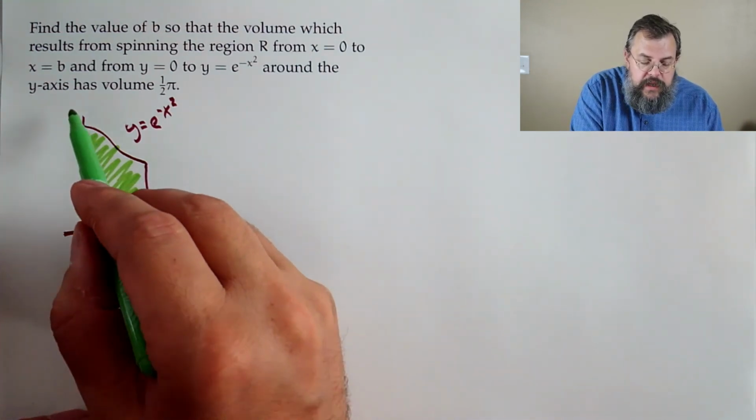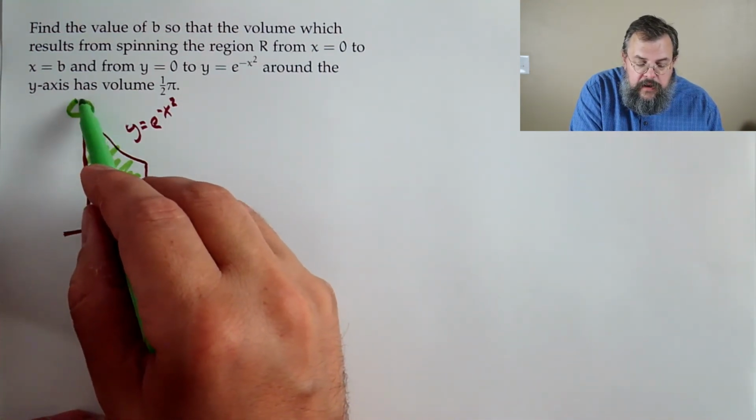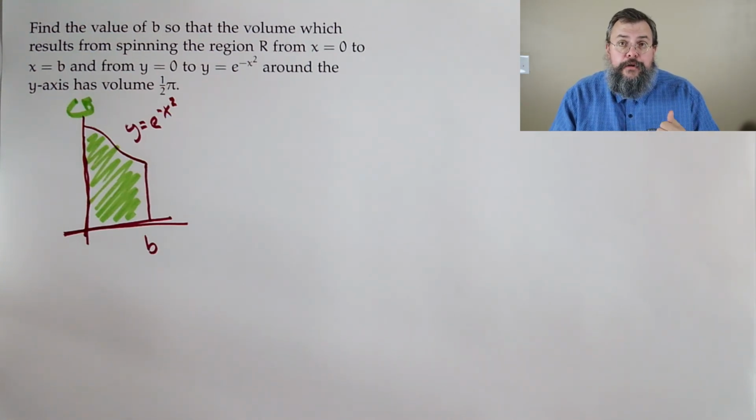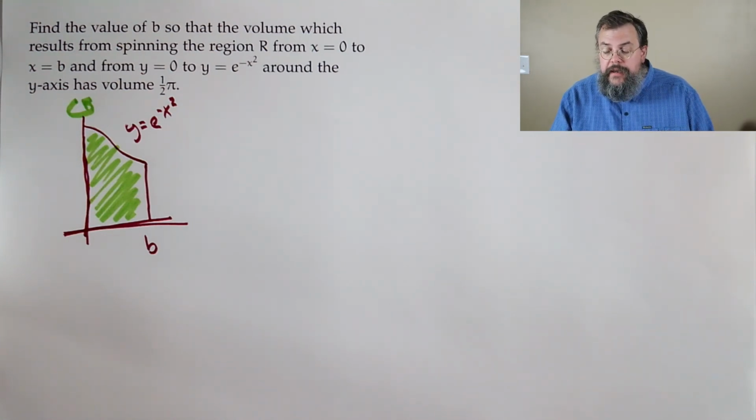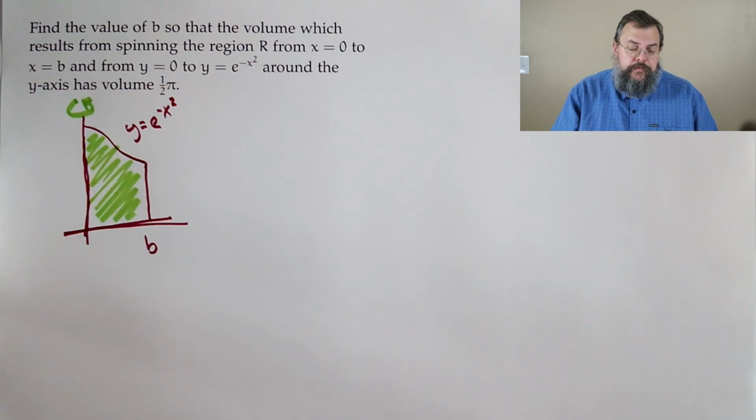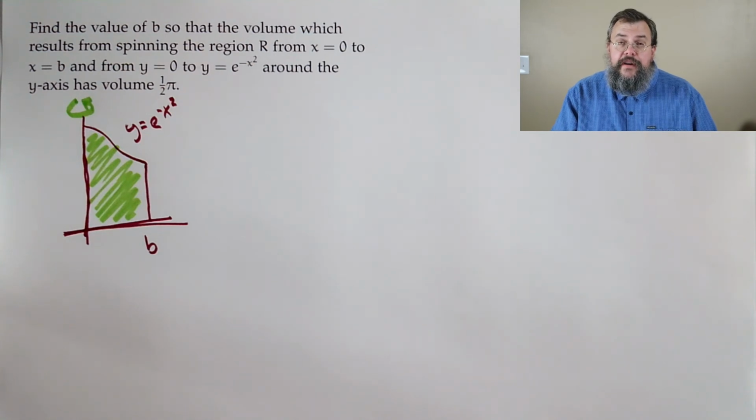And we're going to spin this around the y-axis. So we're spinning that way. And what are we trying to find? Well, we're trying to find what our value for b is. You see, we already have our volume. It's been given to us. Our volume is a half pi. So what we have to do is start thinking about how do we figure out what b should become, the correct value? Well, how would we compute the volume here?